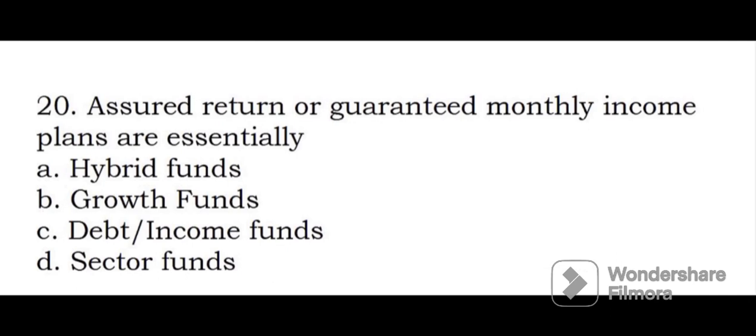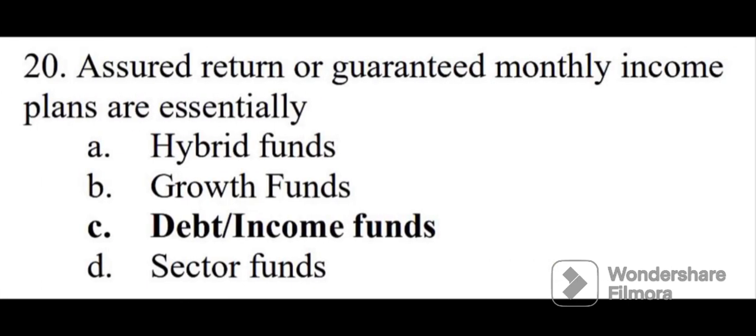Question number 20. Assured return or guaranteed monthly income plans are essentially A. Hybrid fund. B. Growth fund. C. Debt income fund. D. Sector funds. So assured return or guaranteed monthly income means it's a fixed income. From the options itself, you might have already guessed it. So the answer will be C. Debt income funds, also called fixed income funds.